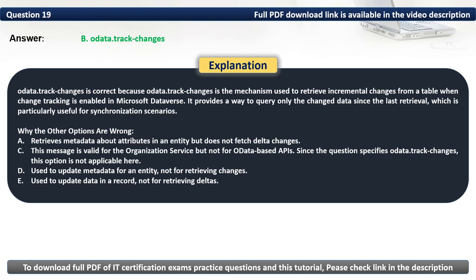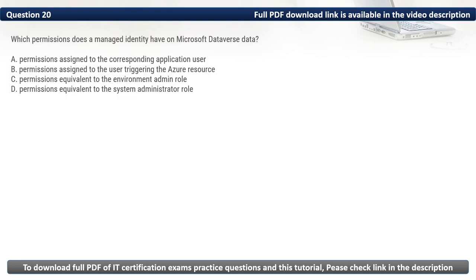OData.track changes is correct because OData.track changes is the mechanism used to retrieve incremental changes from a table when change tracking is enabled in Microsoft Dataverse. It provides a way to query only the change data since the last retrieval, which is particularly useful for synchronization scenarios. Question 20. Which permissions does a managed identity have on Microsoft Dataverse data?